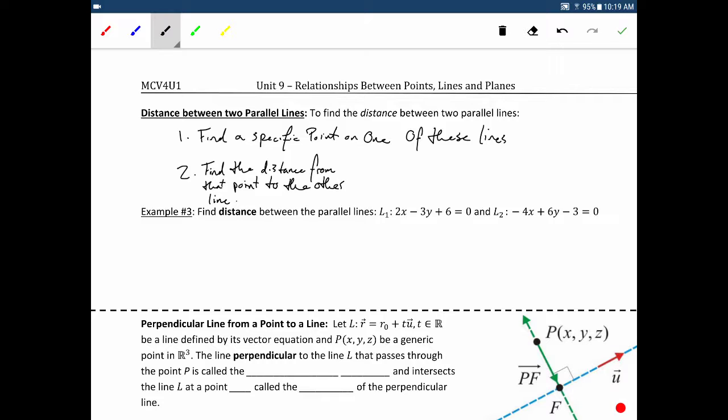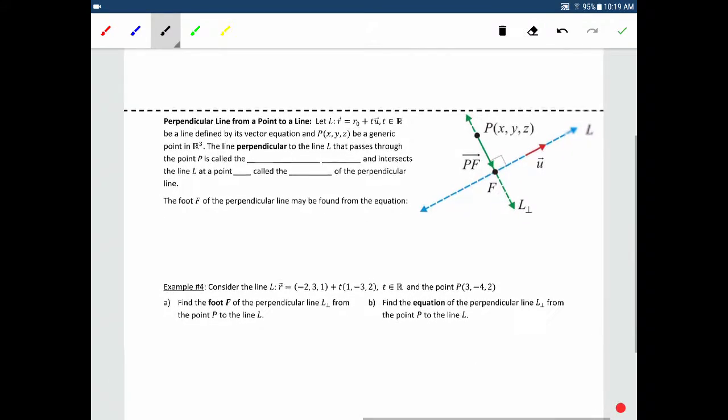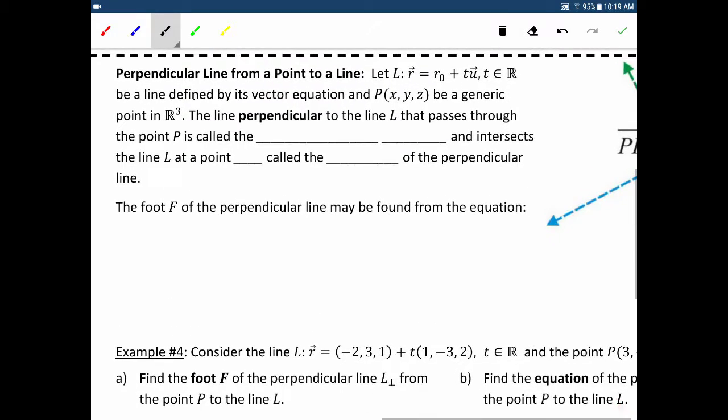I am going to let you try that example yourself because it's the exact same as the first example we did once you find that point. The only thing new is finding a point. But of course you can just let x equals 0 and solve for y on one of the points, and that's probably going to be your best bet.